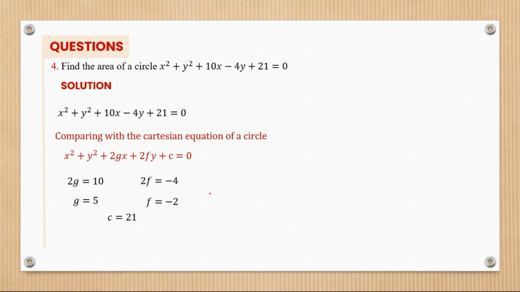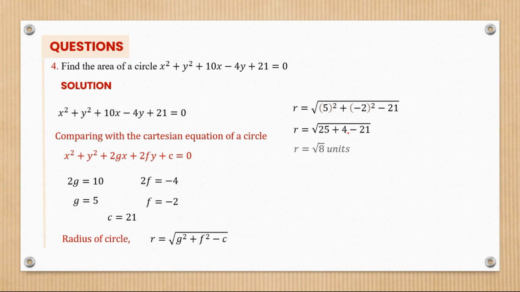So now I can find the radius of the circle. The radius is equal to root of g squared plus f squared minus c. Plug those in and I have the radius as root of 8 units. Now knowing the radius, I can easily find the area of the circle. The area of the circle, remember, is pi r squared. So plug those in and I have pi times root of 8 squared, which is the same as 8 pi. So the area of this circle is 8 pi units squared, and that is the answer.